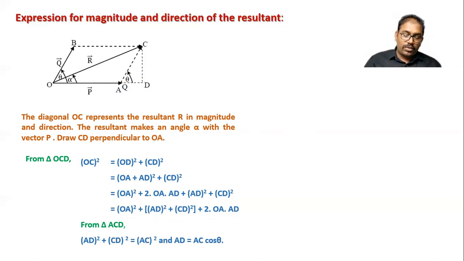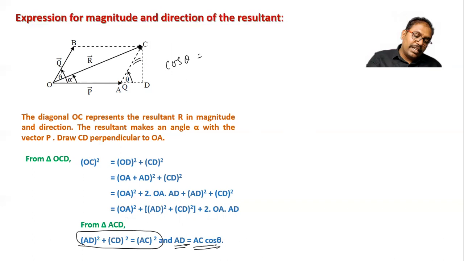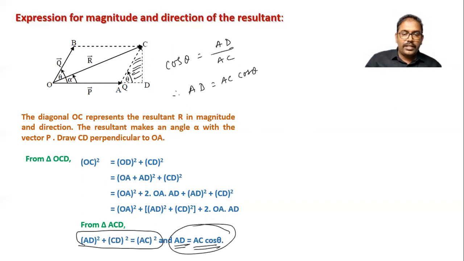Also by this triangle, AD is equal to AC cos theta. Cos theta is the adjacent side AD by AC. Hence, AD is equal to AC cos theta. So you can see here AC cos theta.